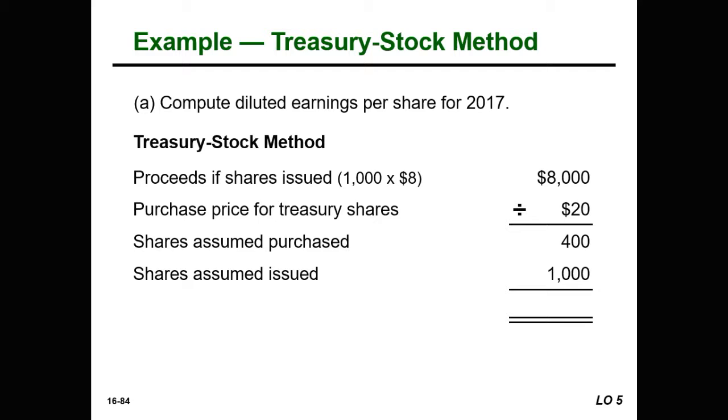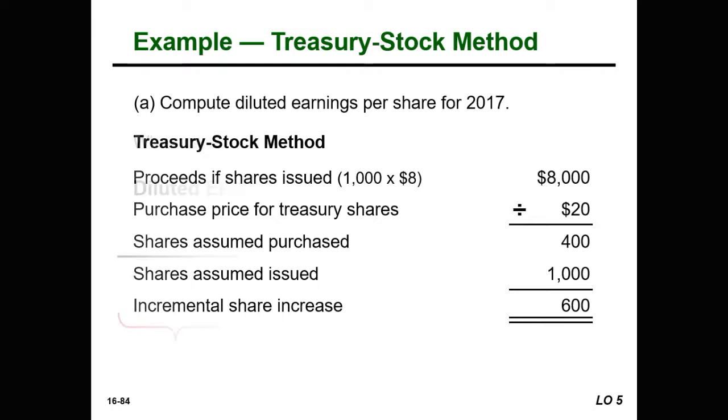There were 1,000 shares issued, giving an incremental share increase of 600 shares. Now that we have a share to work off of, we have to compute the diluted earnings per share for 2017. So let's follow the general diluted earnings per share logic.